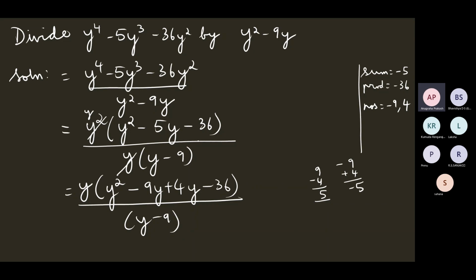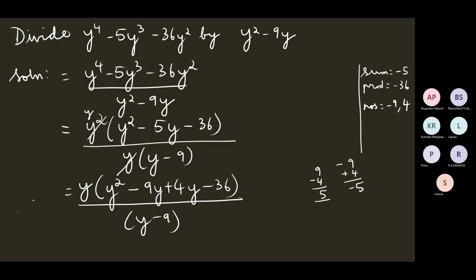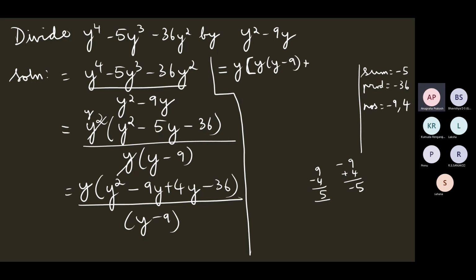Next is y bracket. One second. Children, don't get confused. I'm just continuing here, children. Yeah. Y bracket, y into y minus 9, plus 4 into y minus 9. Yeah, very good. Divided by? Y minus 1. Okay, Anugraha, very good. You know it very well.